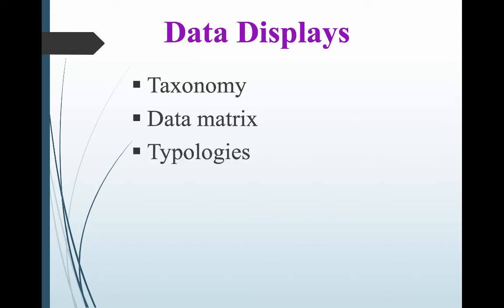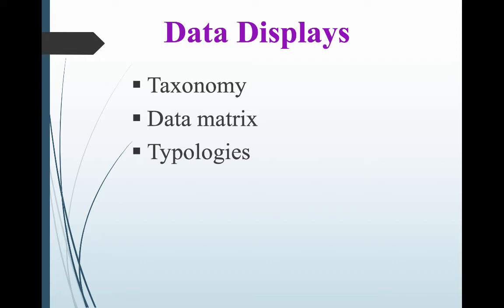All right, moving on to data displays. There are different ways to do this as well. You've got taxonomy, data matrix, and typologies, right? So taxonomy is just a system of ordered classification. Basically, it's a list that organizes the categories you've developed in the research.